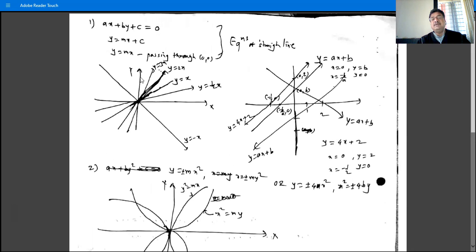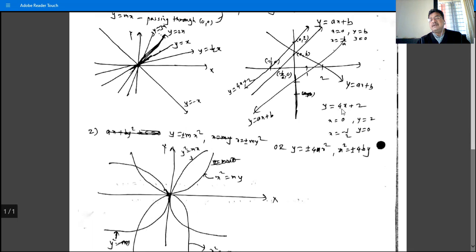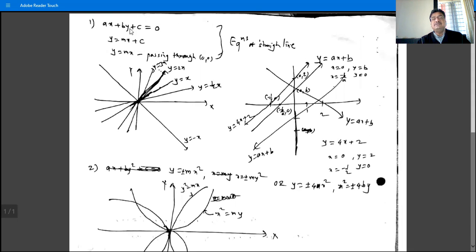And if the constant term is 0, then the line passes through the origin. And if the constant term is present, suppose the equation is in the general form, how can we reduce this equation to general form? This is 4x minus y plus 2 is equal to 0. That is the general form, and the earlier one is the slope-intercept form. So we can reduce the general form to slope-intercept form and slope-intercept form to general form.